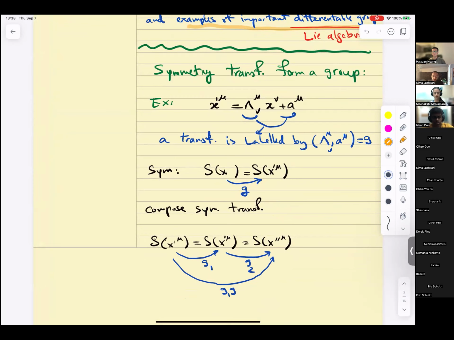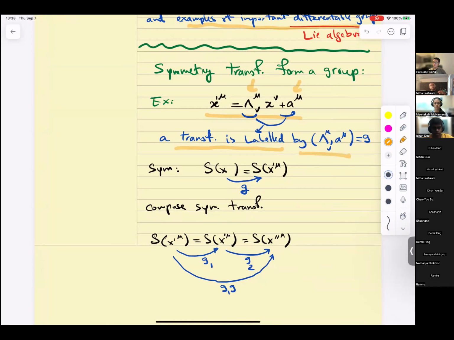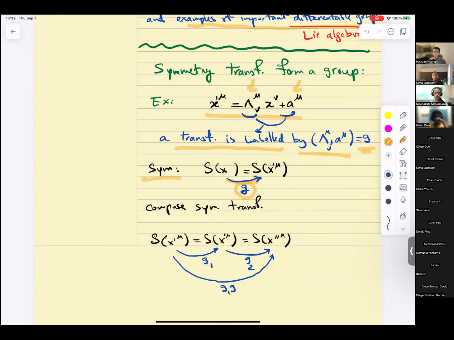All right. Symmetry transformations form a group. Let's just orient ourselves. This is, let's say, a Poincare transformation. This is a Lorentz bit. This is a translation. And a transformation could be labeled by the Lorentz matrix, transformation matrix, and a particular translation. We're going to call that G. So it's a symmetry, meaning that under the action of this G, S of X becomes S of X prime. So it's unchanged.